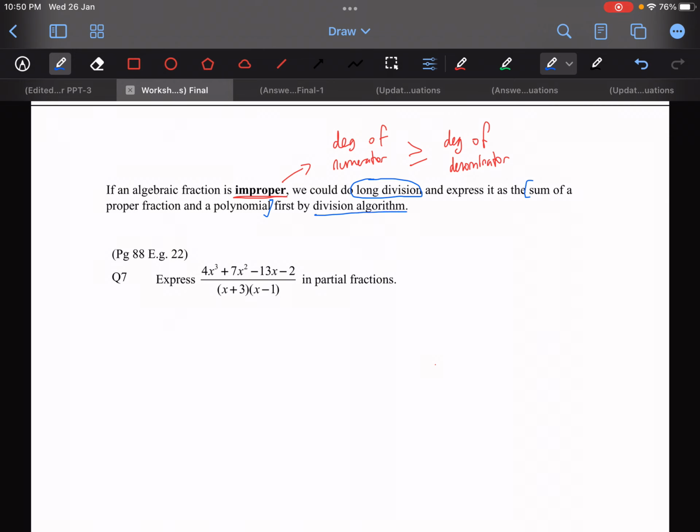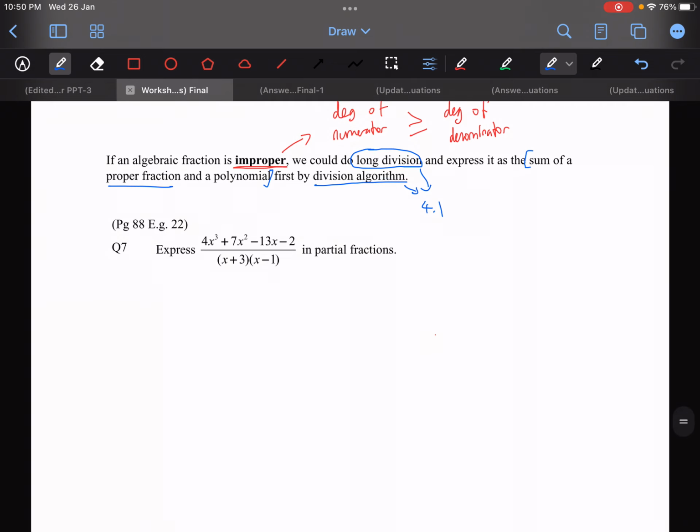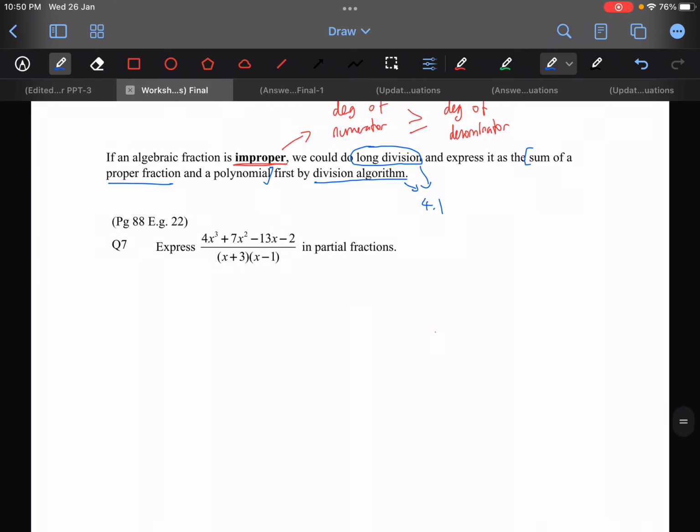Okay, so you actually see things that we have learned before. So actually these two are for your 4.1. And once you have a proper fraction here, then you can use what you have learned previously in this section to change them into partial fractions. Okay, so let's look at this question.